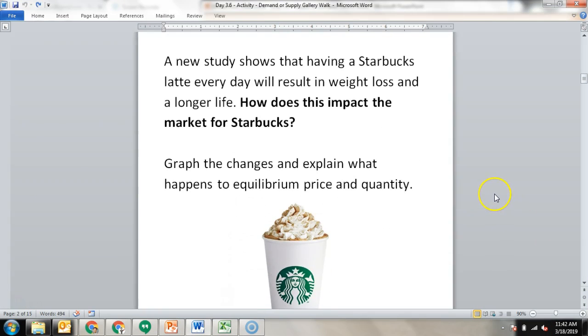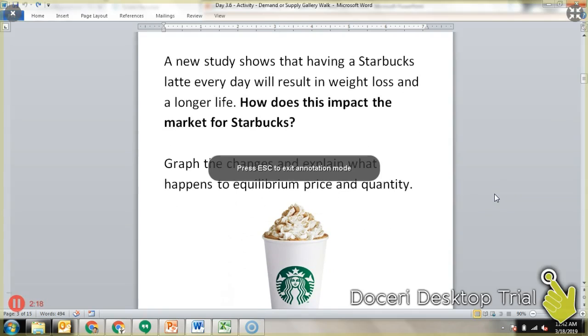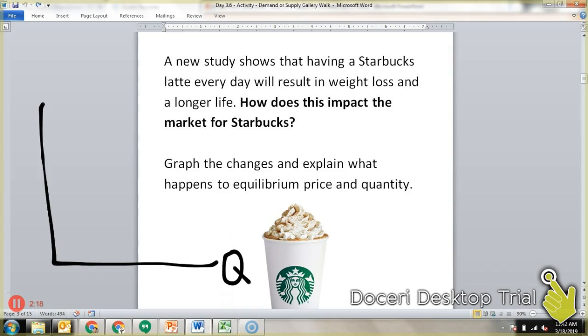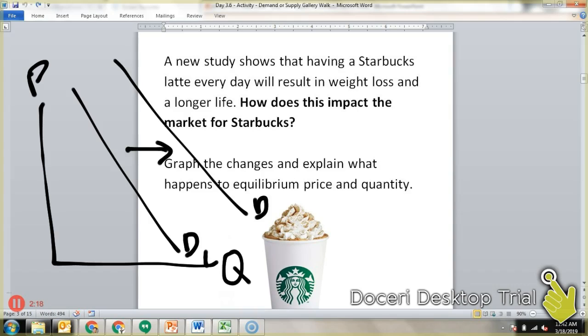Number 3, Starbucks helps you lose weight. Sounds like people are going to want to buy Starbucks, so P and Q. And we have D1, so that will create a demand increase as a result of a change in taste and preferences.